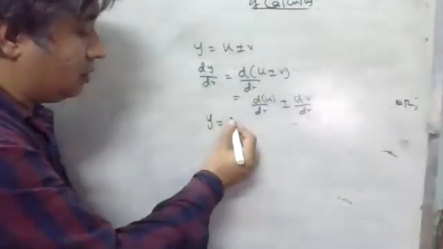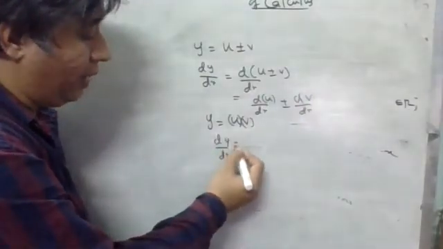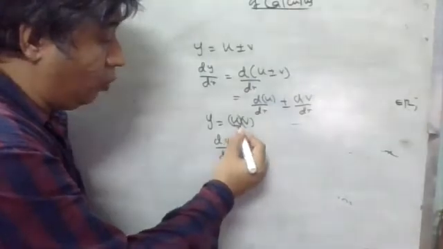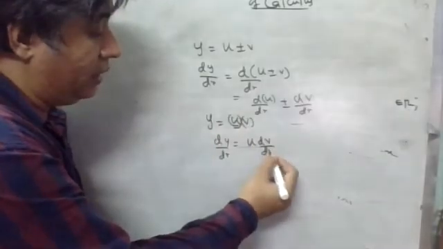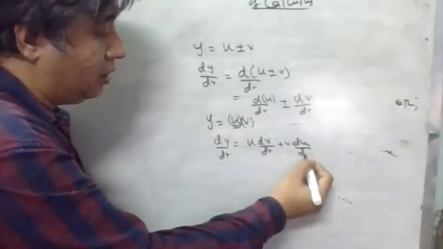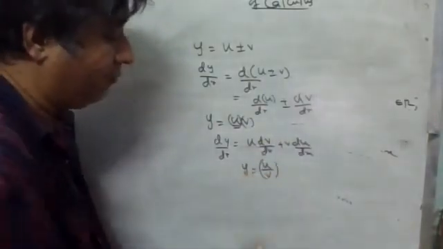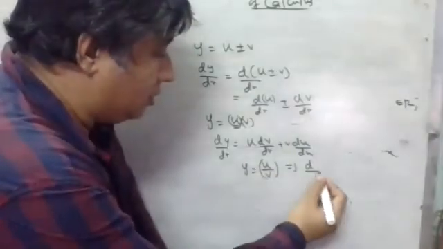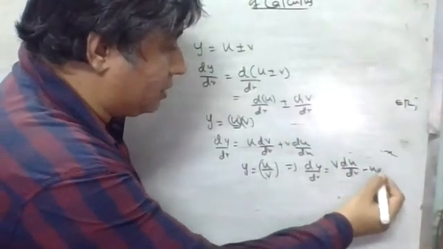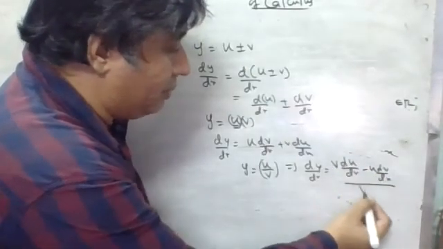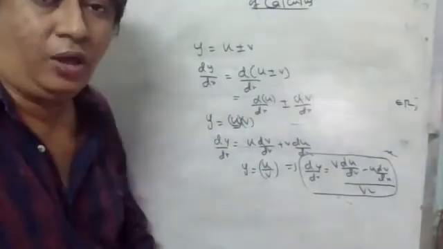If you get the product of two functions, then d/dx of y will be what? See, one has to be fixed, the other has to be differentiated: u dv/dx plus v du/dx. And if you get the division form u by v, then d/dx of y is v du/dx minus u dv/dx, all by v square. So today we have just got these down.